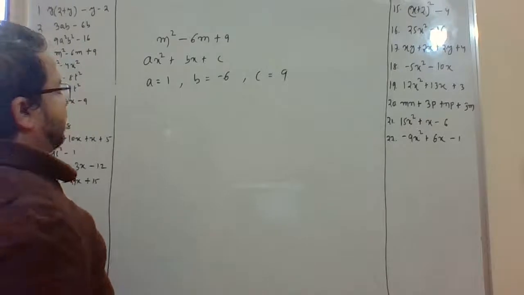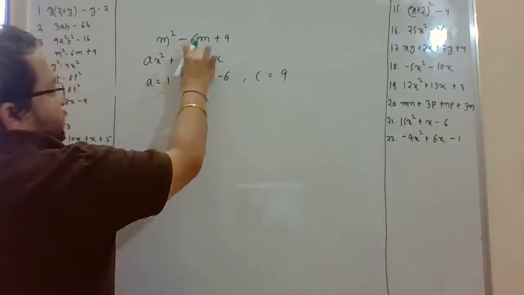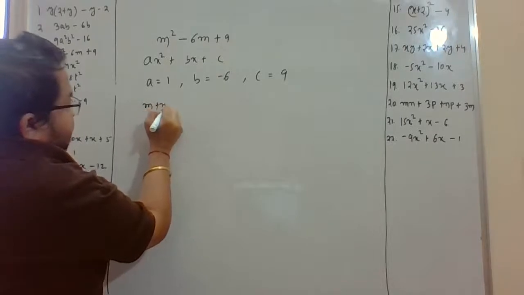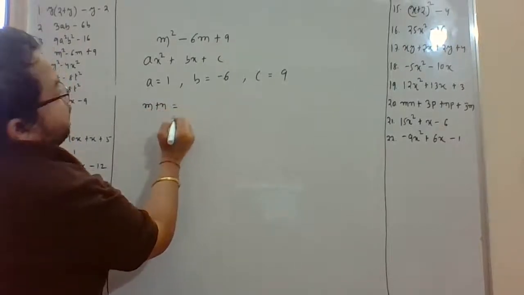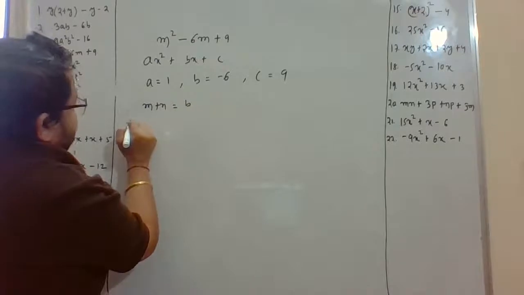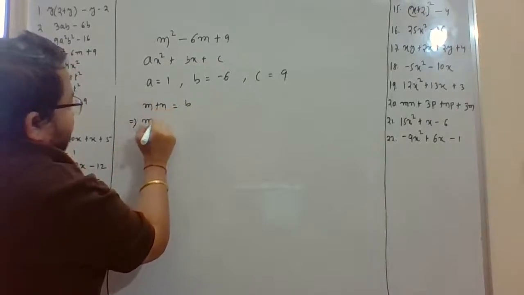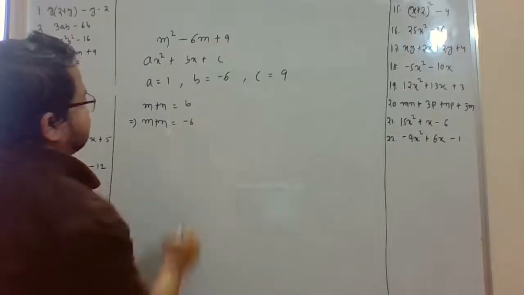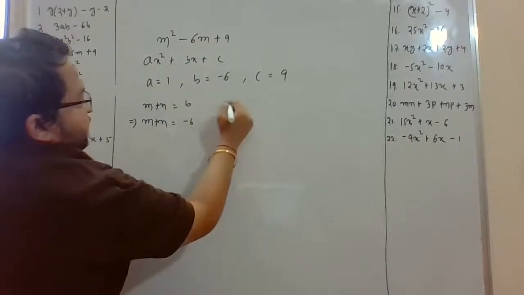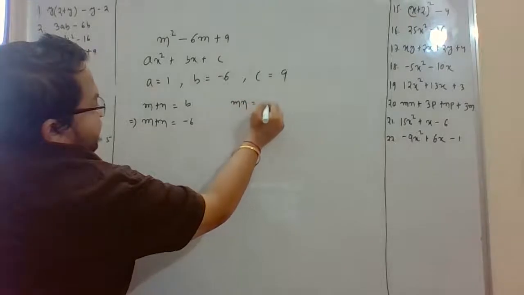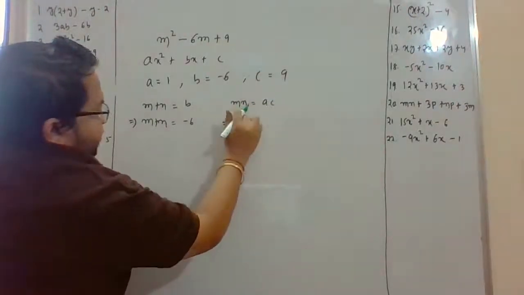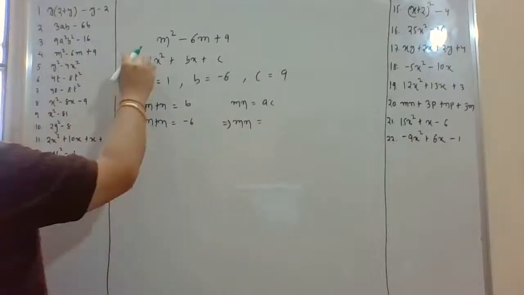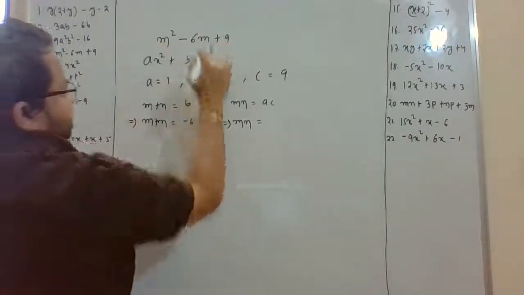And you know that we split the middle term into m and n such that m plus n equals b. So m plus n equals b is nothing but minus 6 here, right? Similarly, mn equals ac. So if mn equals ac, obviously your mn will be, a here is 1, c here is 9.